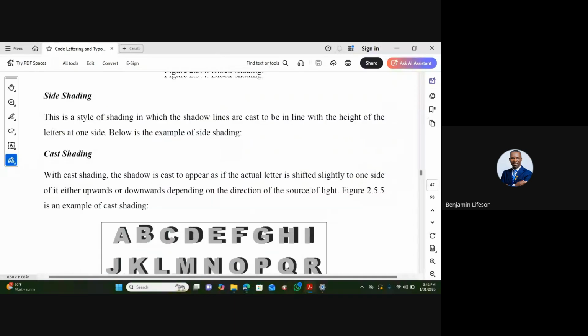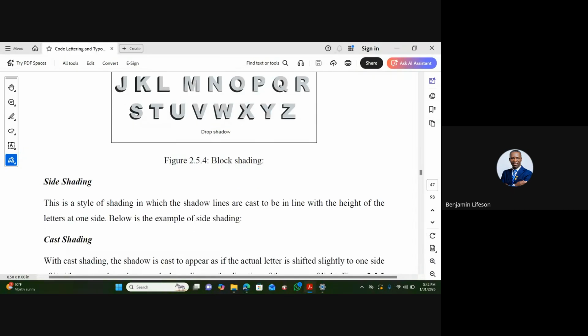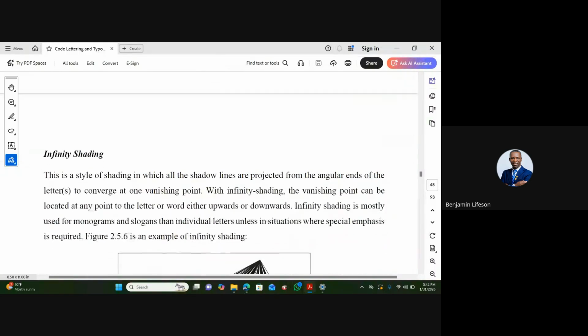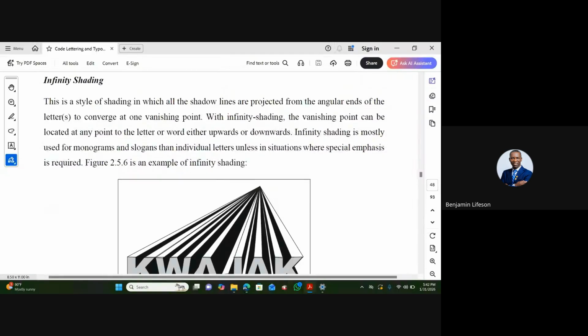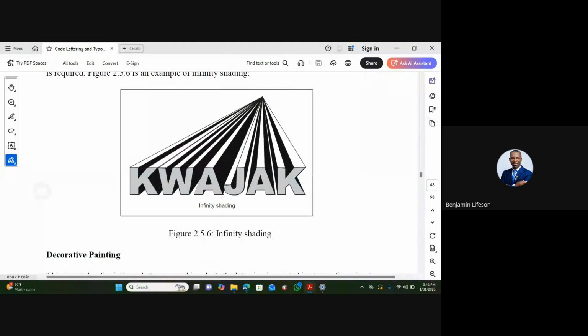It's casted. So look at the drop one, look at the cast one, look at the shadows. So that is it. Then we have infinity. This is also a shadow giving us infinity. So that is it, infinity.